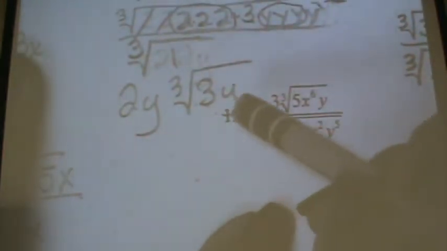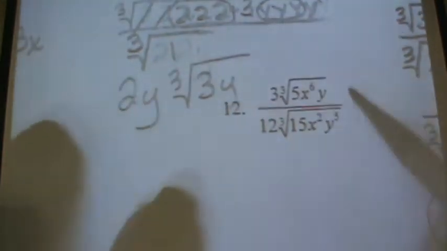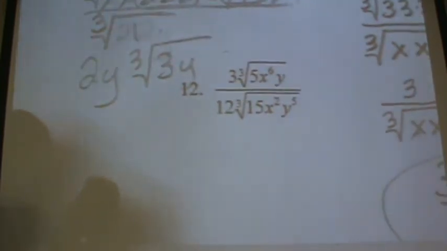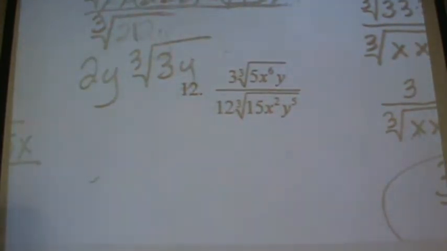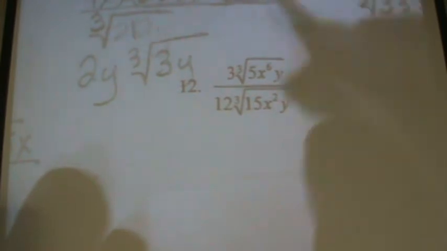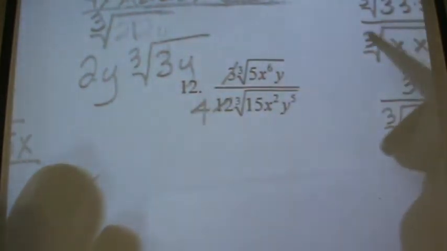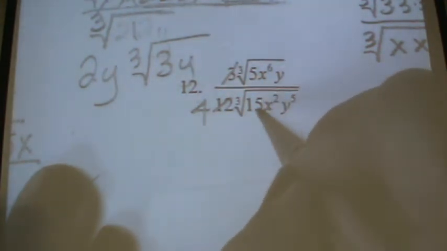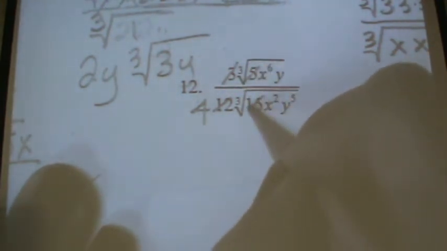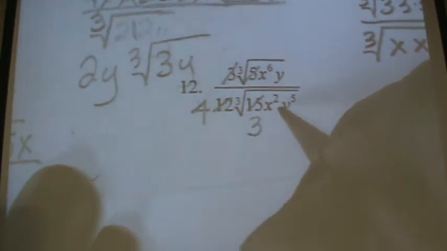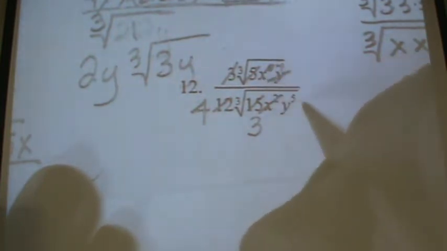And the last one, number 12. Okay. Number 12. So what cancels? What can we cancel right away? I know 3 goes into 12 4 times. I can cancel this 5 and 15. 5 goes into 15 3 times. I can cancel 2 x's here with 2 here, so this is going to be x to the 4. And I can cancel this y with 1 y here, make this y to the 4.